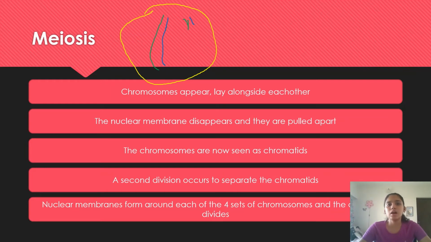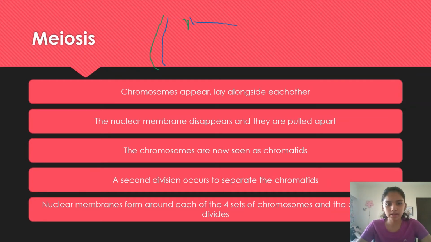Okay, so what happens is homologous chromosomes lie alongside each other, which means the two of them that are similar lie alongside each other. So the two long chromosomes lie alongside each other and the two short chromosomes lie alongside each other. Then what happens is the nuclear membrane disappears. So this yellow membrane that you can see disappears. And the chromosomes are pulled apart to opposite directions of the cell. So this long green chromosome and the short blue chromosome are going to go to one part of the cell.